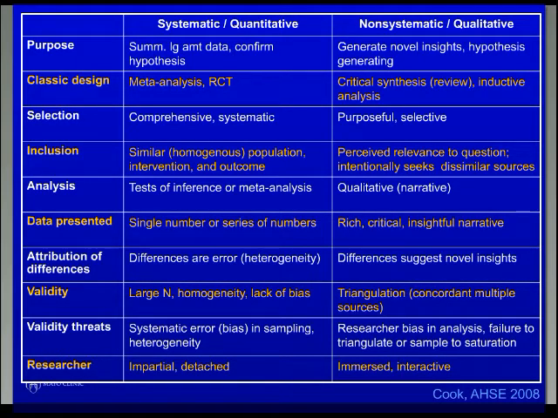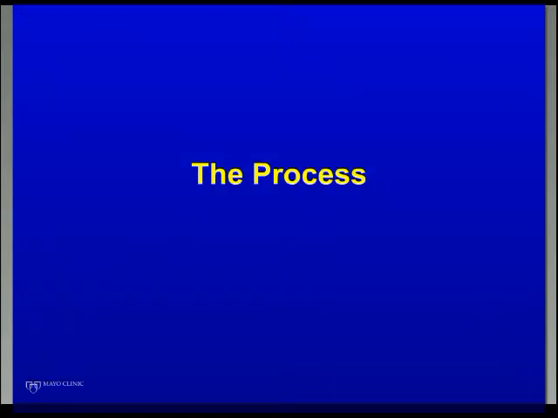Validity in a systematic review largely focuses on the homogeneity among the studies and the rigor of your methods. For a non-systematic review, you want to have multiple concordant sources. And I'll stop there. But you get the idea that there are strengths and weaknesses to both approaches, and as you think about your research question, you may decide ultimately that you don't really want to do a systematic review.